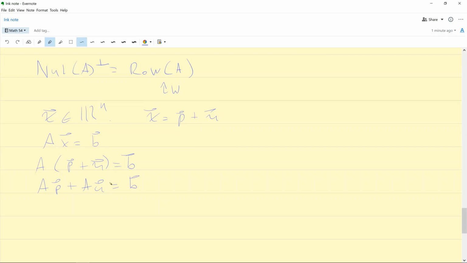Where does this vector u live? u lives in the orthogonal complement of our row space, the kernel. So Au is going to be 0, and that guy cancels out. And we have a solution with p in our row space of A.